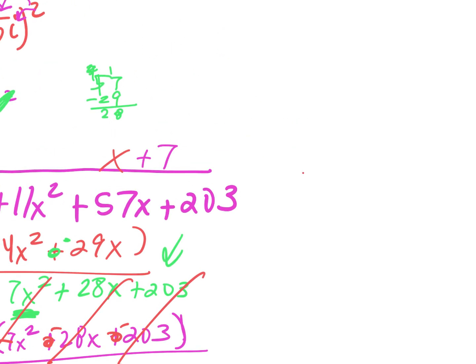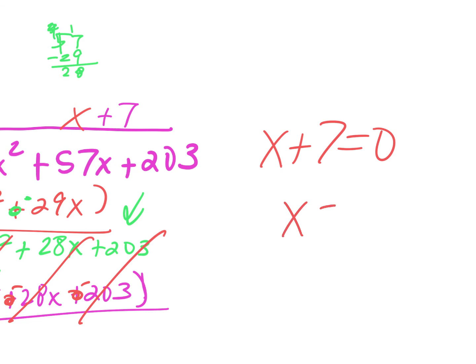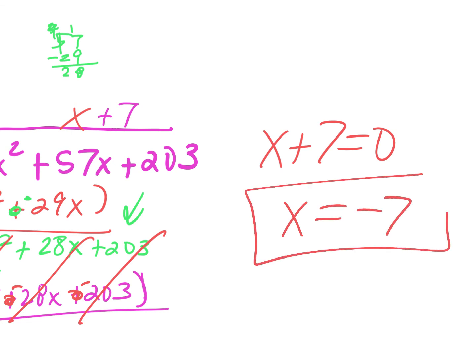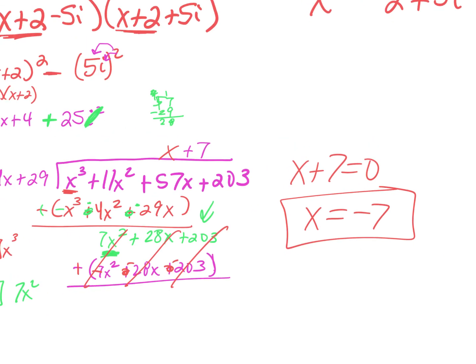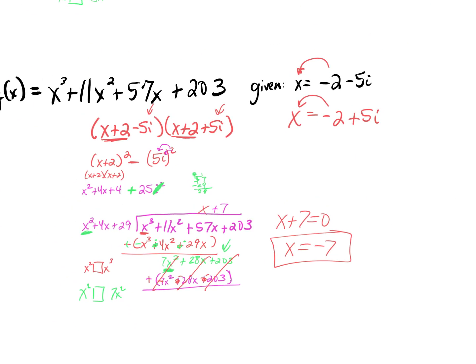Whatever you're left with, you factor. If it's just simple like this, then my x value is what? x equals negative 7. If you're left with a trinomial that you have to factor, factor it. You guys can do that. But the process is the same every single time. You take the complex number that they gave you and write down the conjugate. Multiply those two together. Divide your polynomial by that that you just created, and then factor your answer.